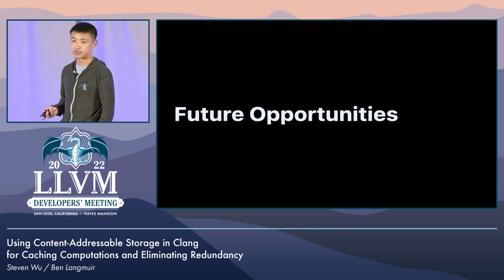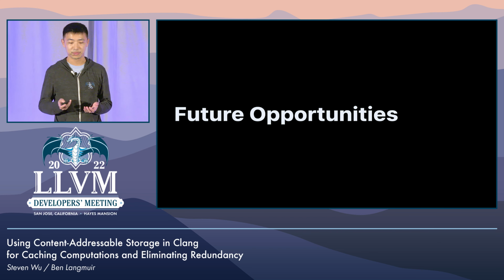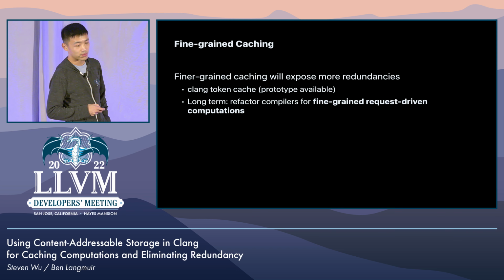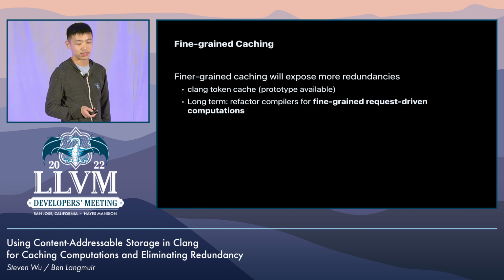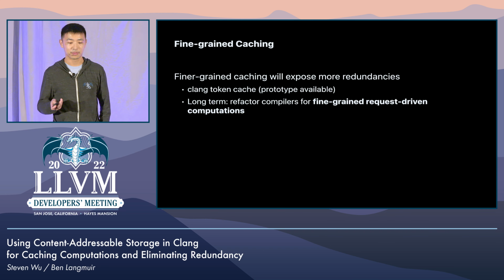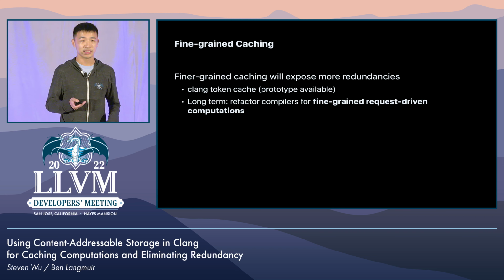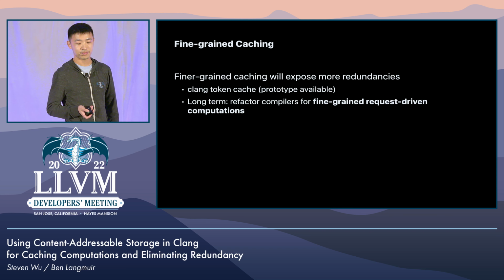Now, let's talk about the future. Other than the work and prototypes we've built already, there's much more we can do. One of the most important ones is that we want to explore opportunities to enable finer-grained caching that can expose more redundancies in our compilation tasks. We have a working prototype of a Clang token cache, which is a finer-grained compilation cache than the whole module one we just described above. But I think we can do more.